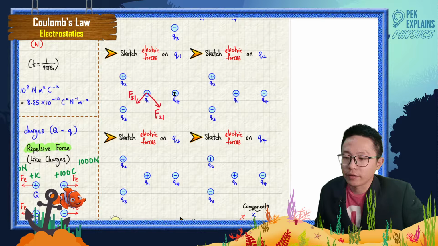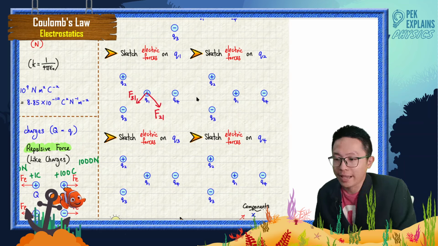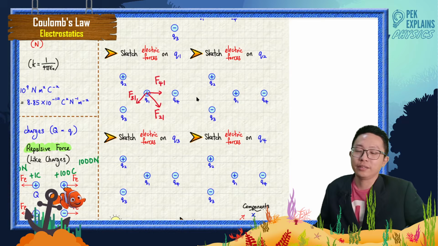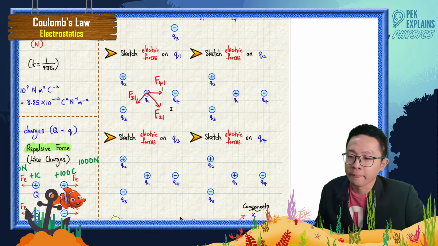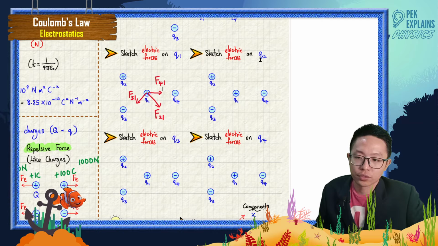And then between 1 and 4, positive and negative, they're opposite sign, so they attract each other. That's it. F41. Do you see that? So these are the forces experienced by Q1. Now, the second question. Sketch the electric force on Q2.